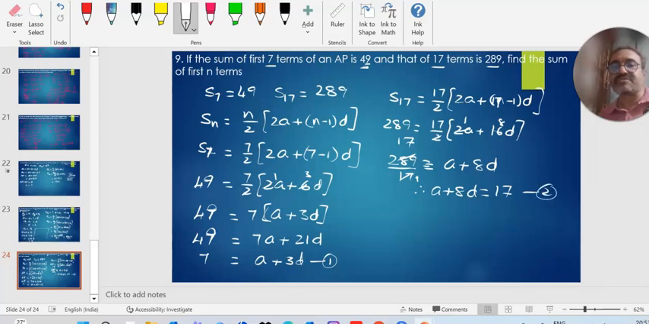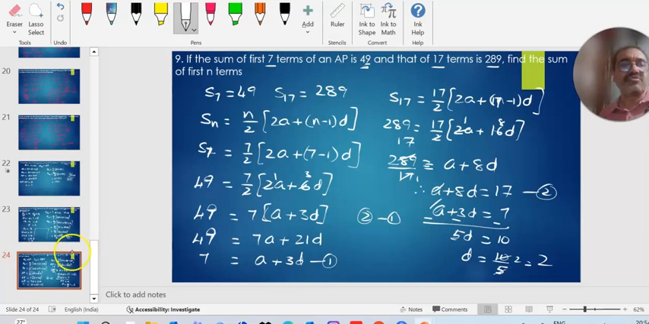Equation 2 నుంచి equation 1 ని subtract చేద్దాం. Equation 2 minus 1. So a plus 8d is equal to 17 minus, a plus 3d is equal to 7. The a's cancel. 8 minus 3, 5d is equal to 10, whereas d is equal to 10 by 5. So d is equal to 2.